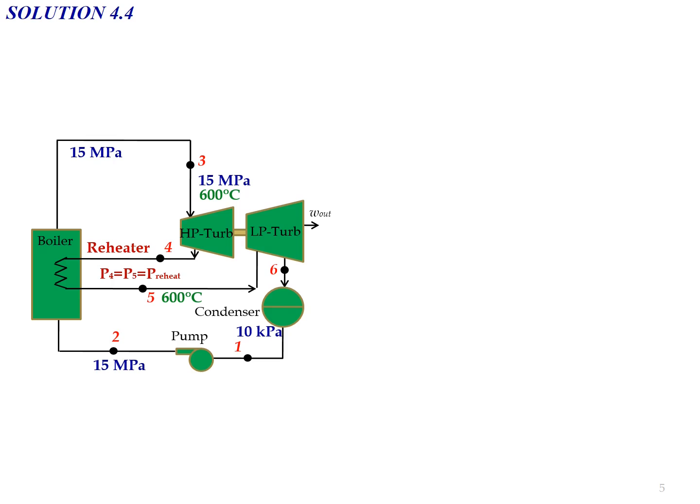And as mentioned in the question, after the reheating process, the temperature at the inlet of the low pressure turbine must be equal to the temperature at the inlet of the high pressure turbine. So from this statement, T5 will be equal to T3, which is equal to 600 degrees Celsius. So this is the information that we can obtain from the question given.